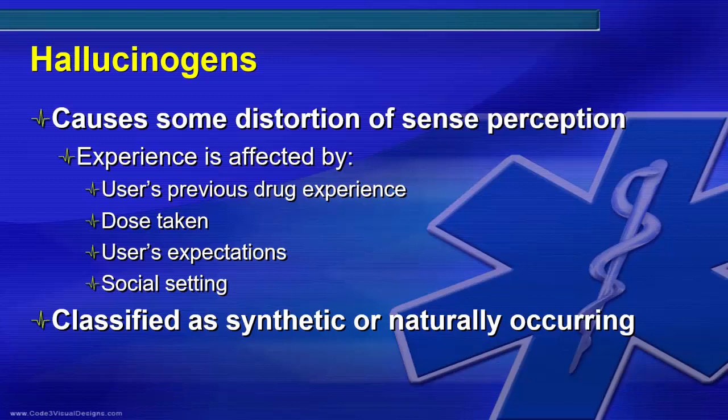These substances can be classified into two categories. You've got your synthetic and your naturally occurring. Your synthetics are LSD, PCP, and ketamine, where your naturally occurring are going to be mescaline, psilocybin mushrooms, and the seeds of the Jimson weed plant.